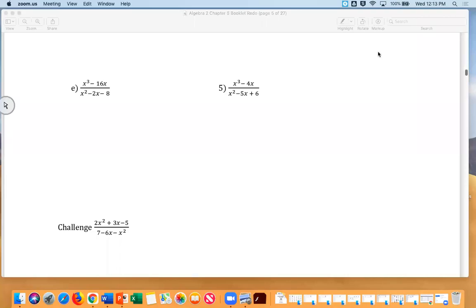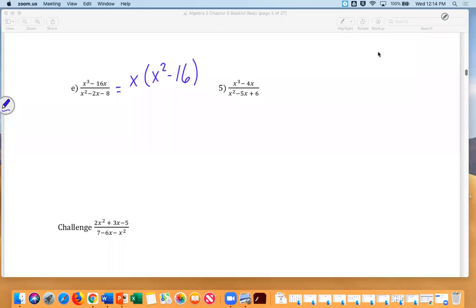All right, so let's finish up yesterday's lesson, okay? This just asked you to factor and simplify. So we were simplifying rational expressions. In E and 5, I don't know why we kind of mix them up, but hey, such is life. So what I want to do is factor the numerator. I look at the numerator and I see that they both share an x. I'm going to factor that out. It gives me x times the quantity of x squared minus 16.